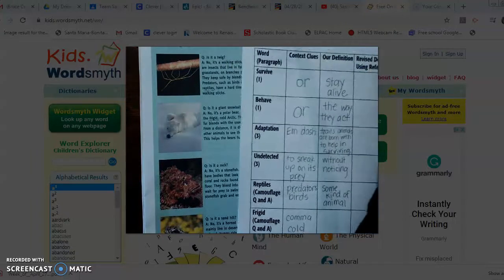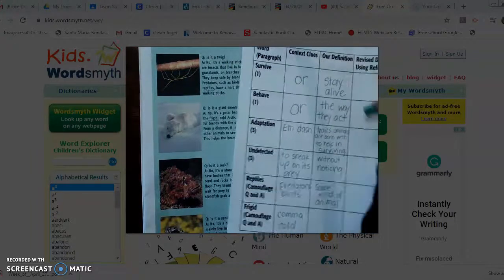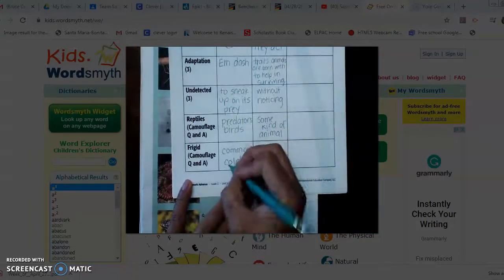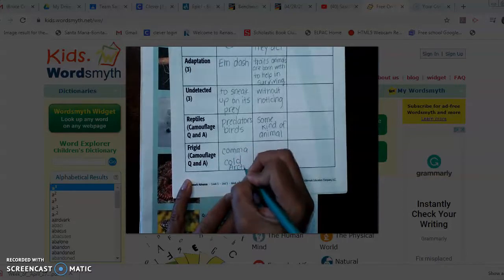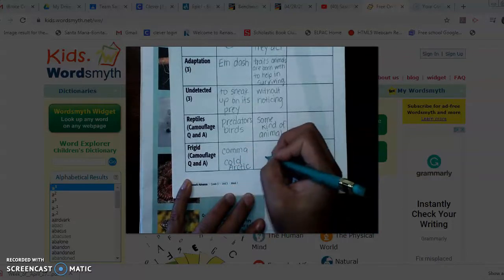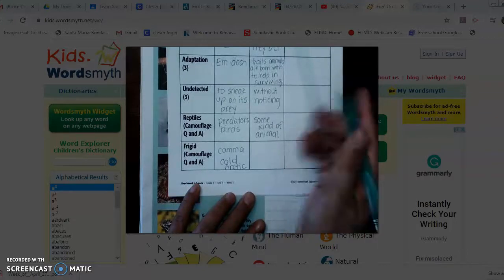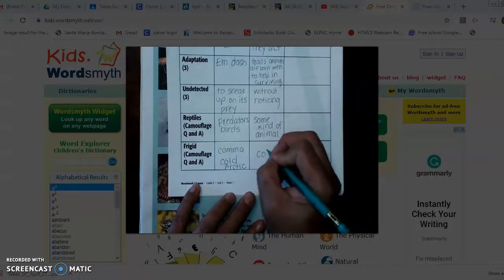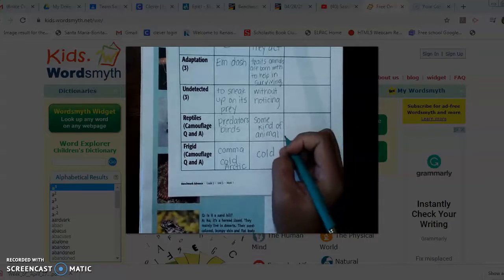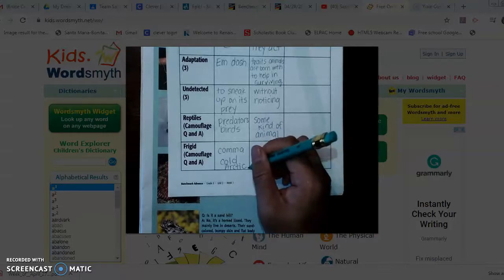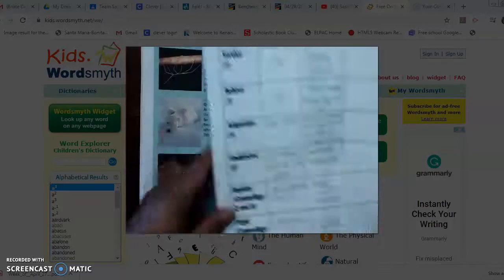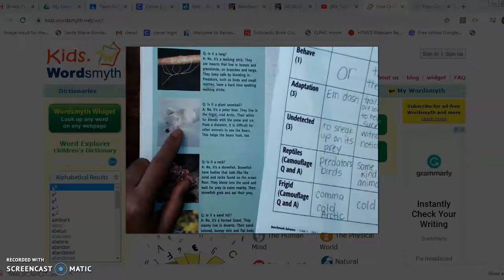So to describe the word frigid, we have cold, we have a comma, and I saw the word Arctic. So right here, our definition for the word frigid probably means that it's cold, right? Probably means that it's cold. And very cold if we're talking about a place where the polar bears live. And here's another context clue.